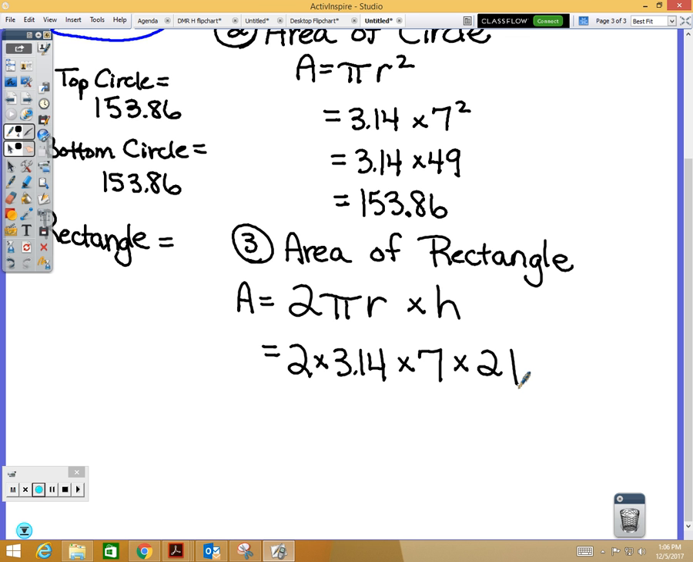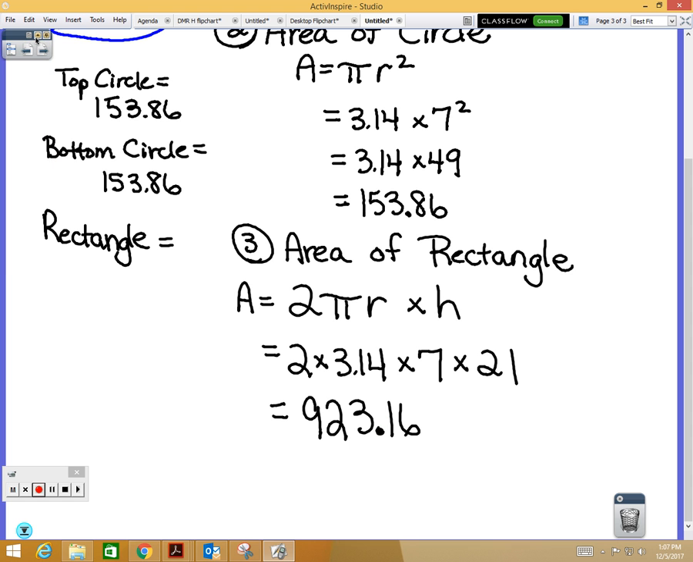So we're going to put all 4 numbers into the calculator. 923.16. And that, again, is the area of the rectangle. So we have the area of the top circle, area of the bottom circle, area of the rectangle. What do you think we need to do? Now that we have the area of all 3 pieces, we're going to add them up. That's how we find surface area.